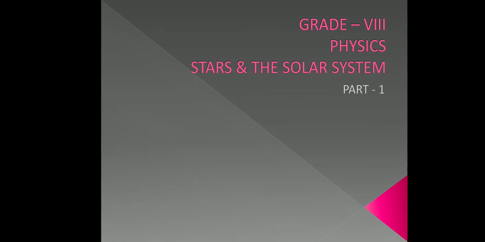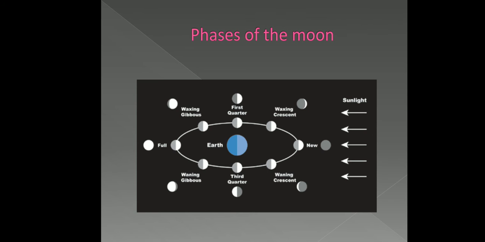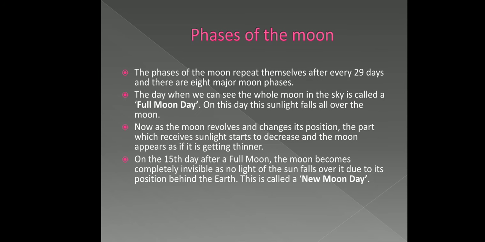Hello children, our chapter is Stars in the Solar System. Phases of the Moon. See, there are 8 different phases of the Moon. Every 29 days they repeat themselves. So we can see the white whole moon in the sky, that is full moon day. On this day, the sunlight will fall over the moon.